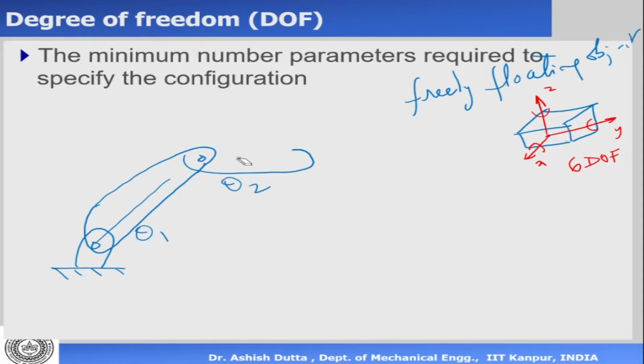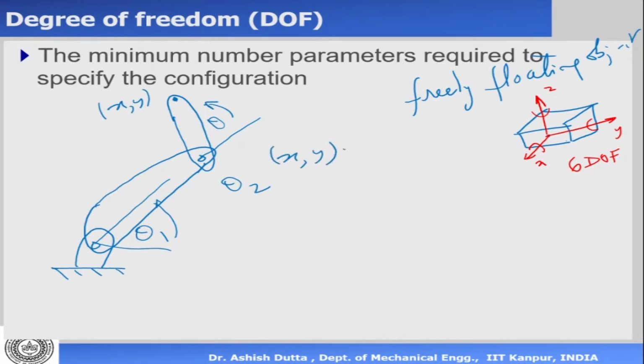Okay, let me draw it here. So this variable here is theta 2. Okay, and this variable is theta 1. So to define the position of any point x and y there, we need 2 independent parameters, which is theta 1 and theta 2. So x and y are functions of theta 1 and theta 2. Now suppose, which is 2 degrees of freedom.